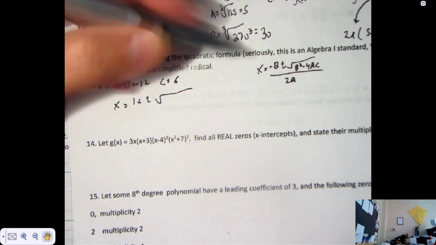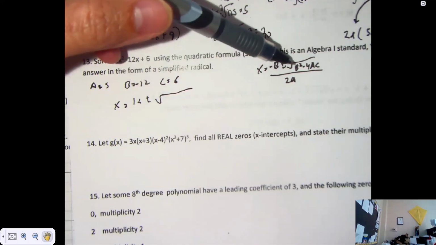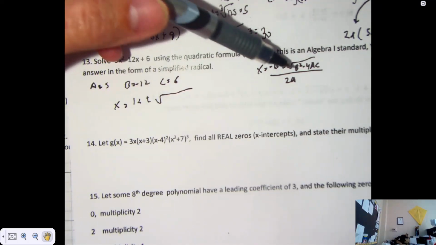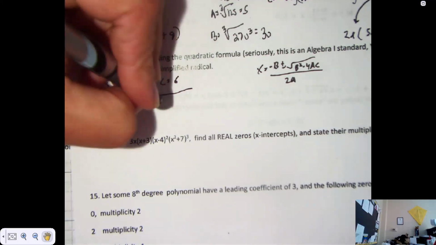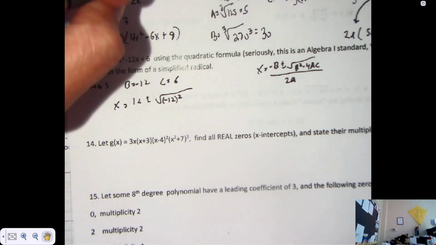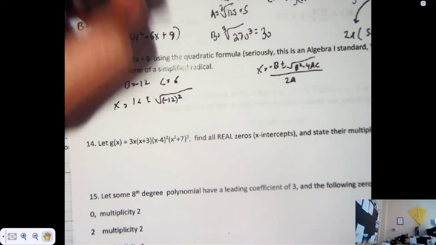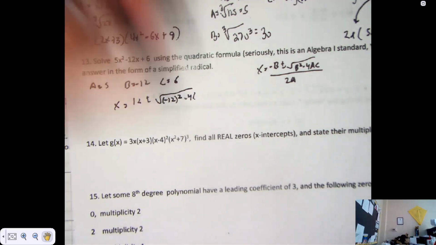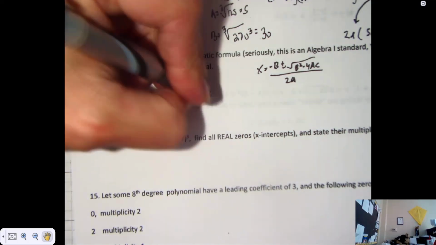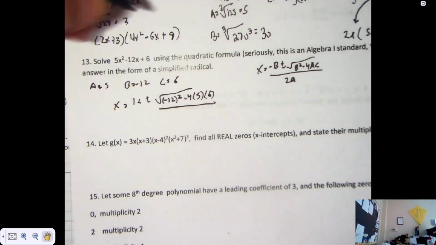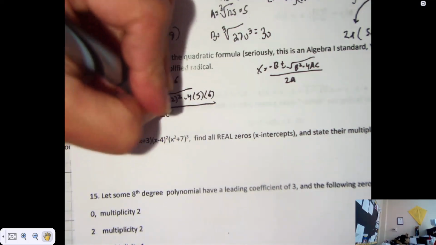Plus or minus. You are sadly going to use a calculator for a lot of this. You have a negative that you're going to square, and if you're going to use technology, what do you have to wrap it in? Parentheses. If you don't, it's wrong, and you know you're making that mistake. So quit making it. Minus 4 times A, which is 5, times C, which is 6. All sitting over twice an A, so twice a 5.